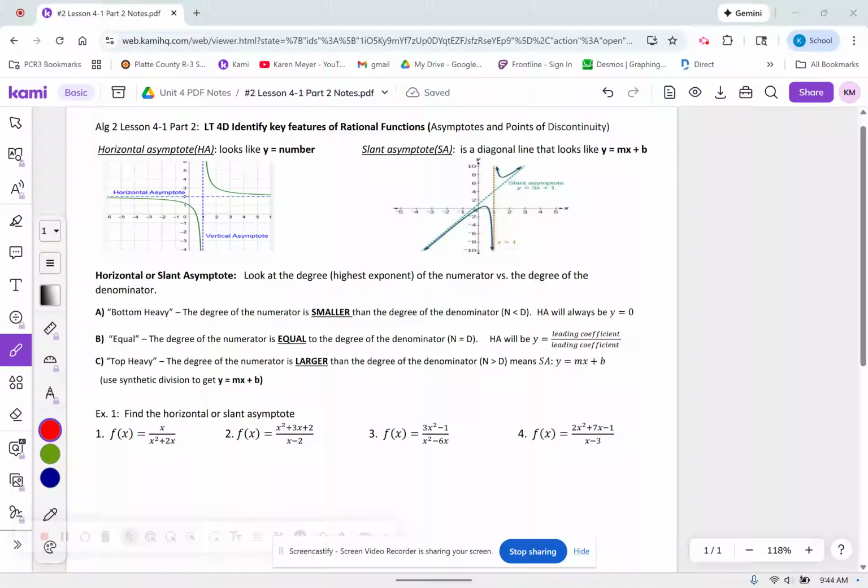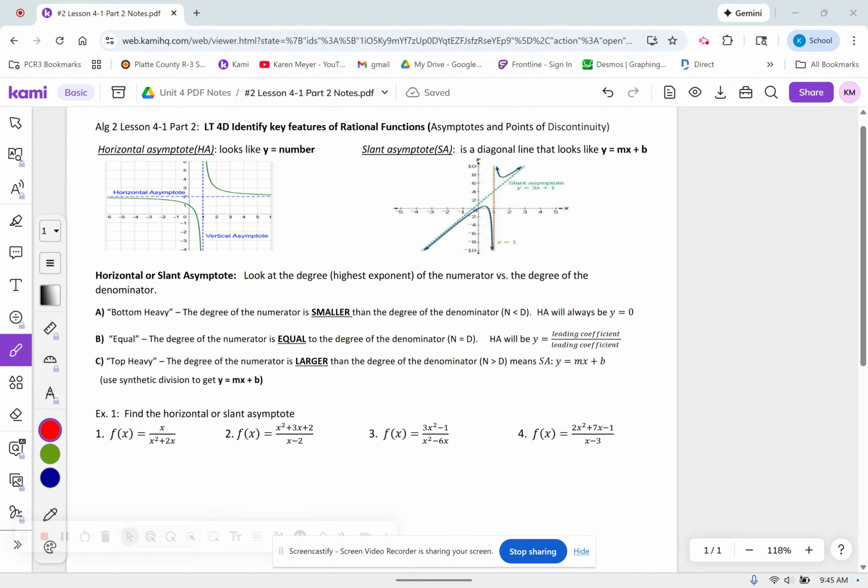Okay, we are going to continue to talk about key features of rational functions. The other day we talked about vertical asymptotes and the POD. So now we are going to continue talking about two other types of asymptotes. And the first one we'll talk about is called a horizontal asymptote.